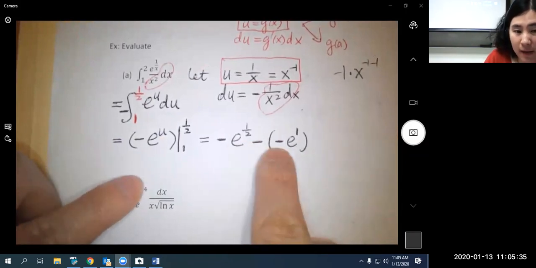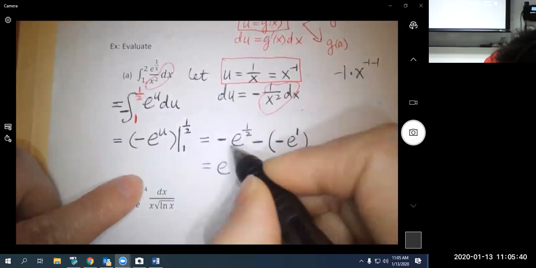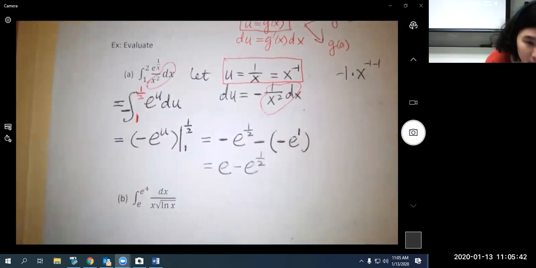And then minus becomes positive. So this is e, right? This is actually e. And then minus e to the 1/2. Done.